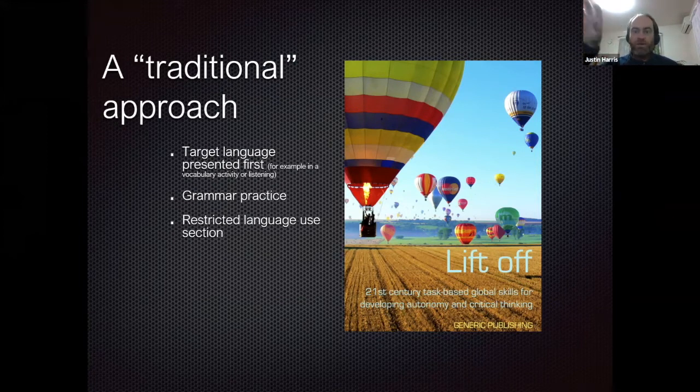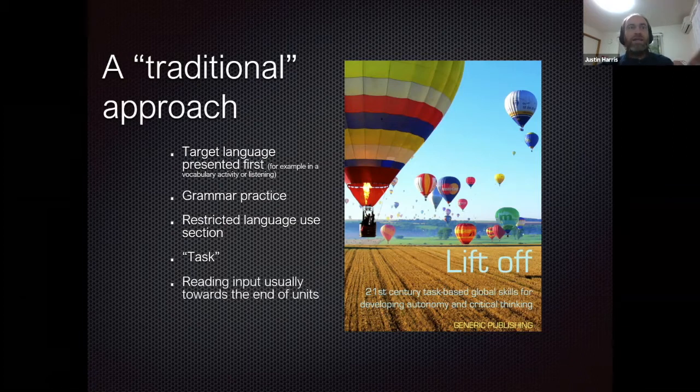You might put extra words in to make it personalized, but it would still be quite restricted. And then there would be what might be called a task. And some of the more recent books like this would actually use the word task and try to pass themselves off as a task-based approach because it's popular, you know. But a lot of the times it was actually a good task, but it would be pushed to the back, relegated to the back of the unit. And then finally, there'd be a reading input at the end of the unit.